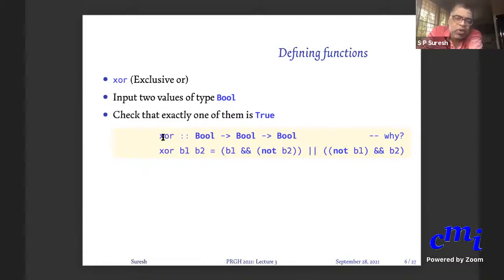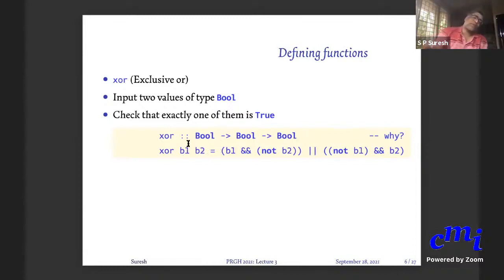That's okay. So XOR is of type bool arrow bool arrow bool, which means it has 2 arguments, each of type bool. It has 1 result, which is of type bool. The definition of XOR is that XOR of B1, B2 is true exactly when one of the 2 arguments is true and the other is false. If you directly write it, it is B1 and not B2 or not B1 and B2. So one is true and the other is false, or this is false and the other is true.